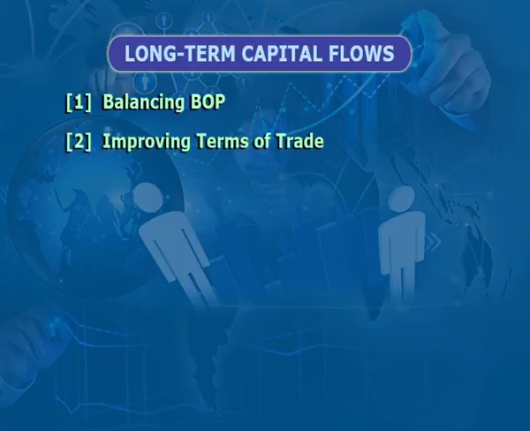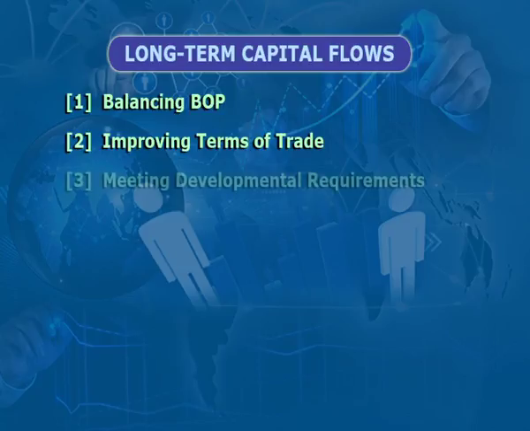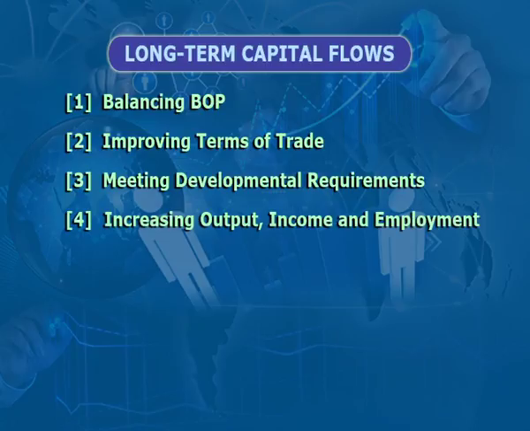Let us look at the second aspect, which is improving terms of trade. When, with the inflow of capital, output increases in the borrowing country, its export may increase and imports decline in the long run. As a result, its terms of trade may improve in relation to the capital lending country. The third aspect, meeting developmental requirements. They are also needed for meeting the financial, industrial and development related requirements of the people living in the creditor and debtor countries.